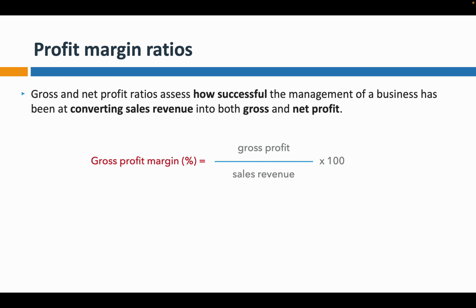And based on that definition, this is the equation, how we calculate it. So gross profit margin is going to be calculated using gross profit at the top, divided by sales revenue times 100. It's going to be given as a percentage. And the net profit margin is going to be calculated very similarly. It's the net profit divided by sales revenue times 100.